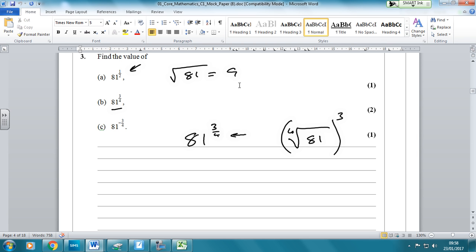So the 4th root of 81 means something times by something times by something times by something 4 times makes 81. So if we have that as 2, 2 times 2 is 4, times 2 is 8, times 2 is 16.